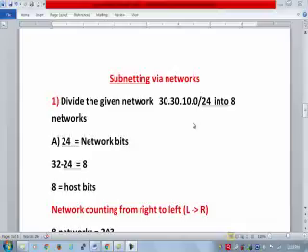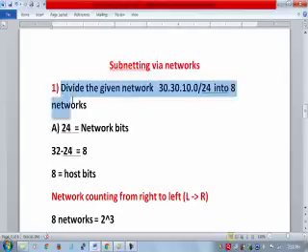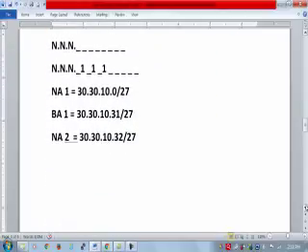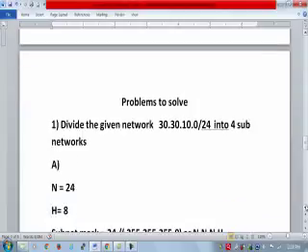So I told you that subnetting can be done in two ways. One is subnetting via host, and we have solved quite a few problems on this, and subnetting via networks also. So we had solved this problem of subnetting, or divide the given network 30.30.10.0/24 into 8 networks, and I had given you the entire explanation of this. Then I had given you two problems to solve. The one problem was subnetting via host, and the second problem was subnetting via networks.